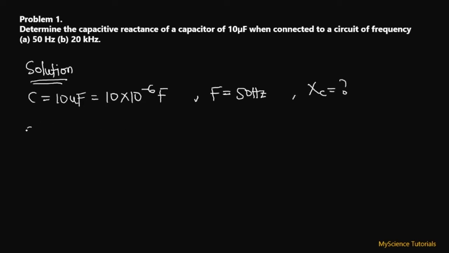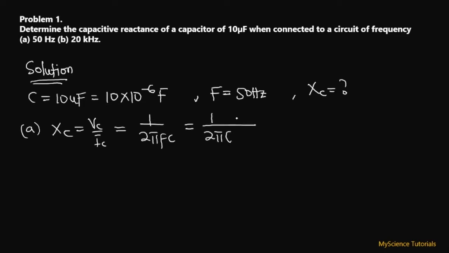So for A, I have XC is equal to VC over IC. But in this case, we are not given voltage, we've not been given any current, so we are not going to use this formula. We're going to use the formula 1 over 2 pi FC. So this is going to be equal to 1 over 2 pi. The frequency we've been given is 50 Hz for the first case, which is over here.